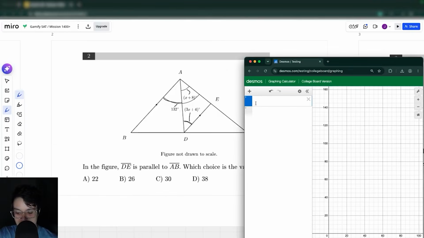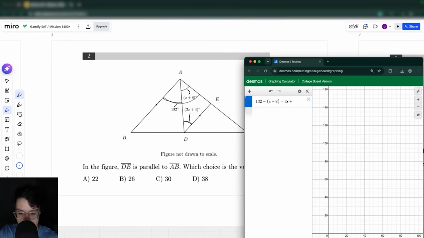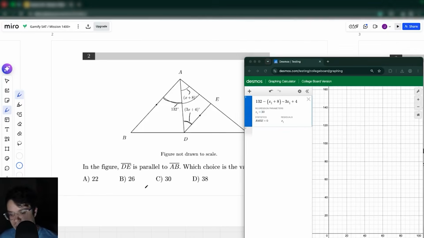In order to find that, we could just say 132 minus this annoying x plus 8. So now we have just this angle BAD. And then that must be equal to 3x plus 4 because we just have this angle over here. Since there's only one variable in this, I can just put 1 and 1 and then just put a tilde, and that gives me the answer being 30, which yes is the right answer.